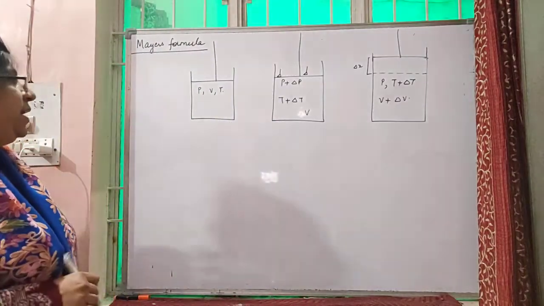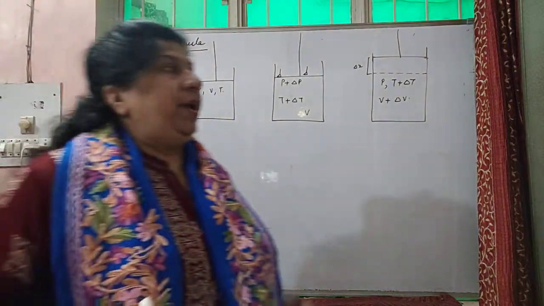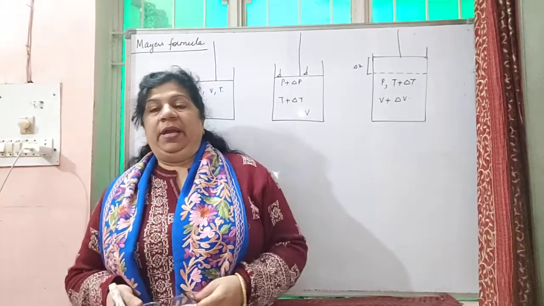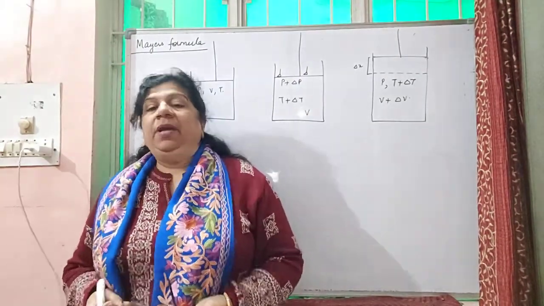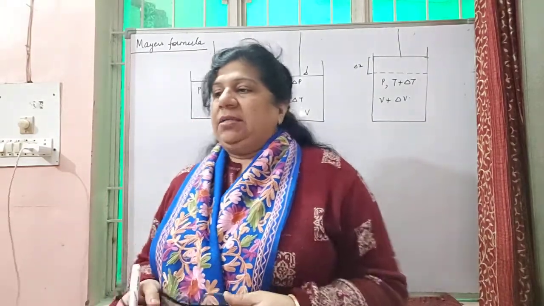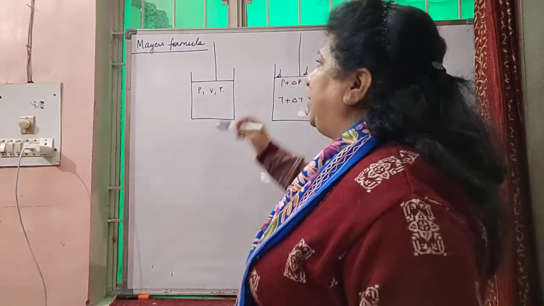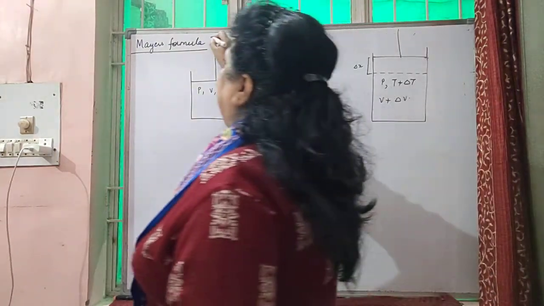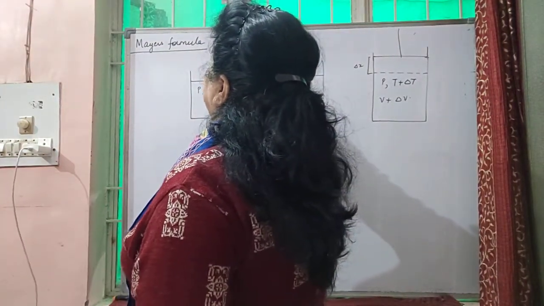Now we are dealing with Mayer's formula. There are different ways of asking Mayer's formula in your question paper. It can be directly the Mayer's formula. Derive the Mayer's formula. It can be asked, find the relationship between Cp and Cv, because this Mayer formula is giving you the relationship between Cp and Cv.